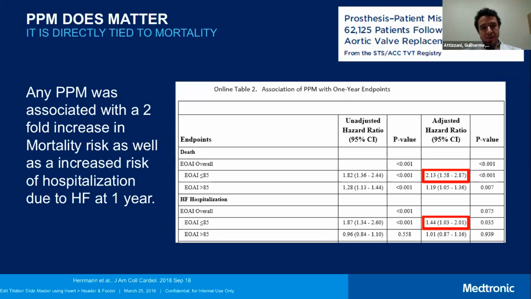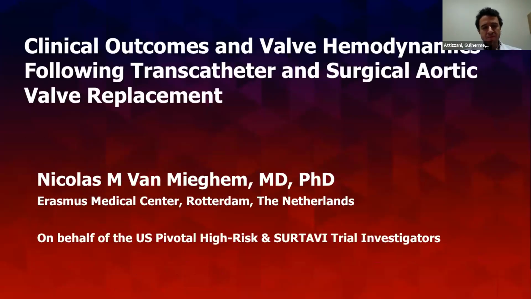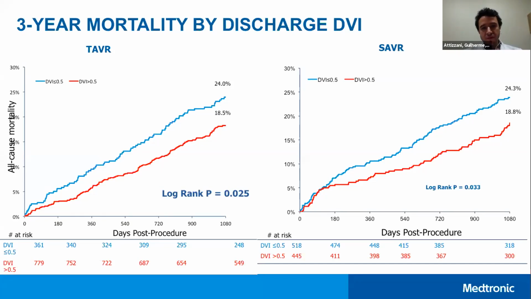And this is important, and Howard Herman showed this very nicely in this study, that any patient prosthesis mismatch with TAVR patients was associated with increased mortality and also with increased heart failure hospitalizations. More recently, this data was presented at ACC, and this is data from the pivotal trial as well as the SURTAVI trial, basically picking arbitrary numbers for DVI, less than or equal to 0.5 or greater than 0.5.